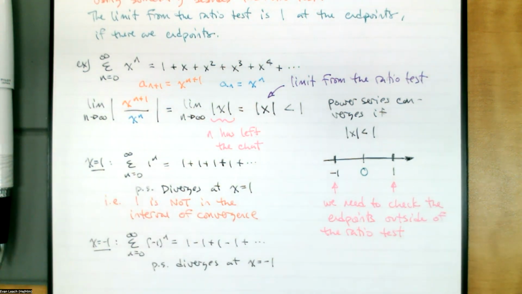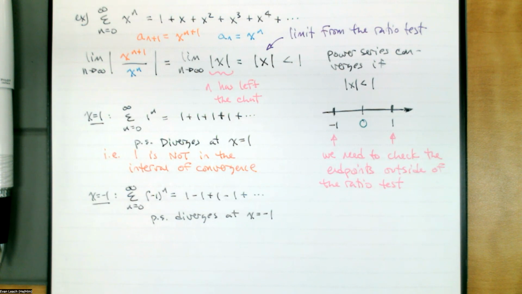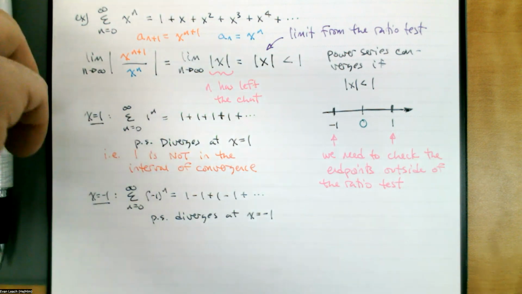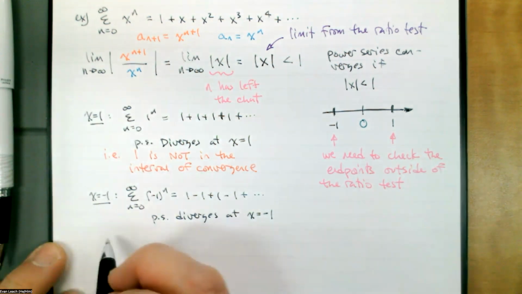Note that we would not say that the series diverges at x equals 1. I might have said that. That was incorrect. The power series diverges at x equals 1. It only makes sense to say diverges at x equals 1 when you're talking about a power series. So this means that -1 is not in the interval of convergence.